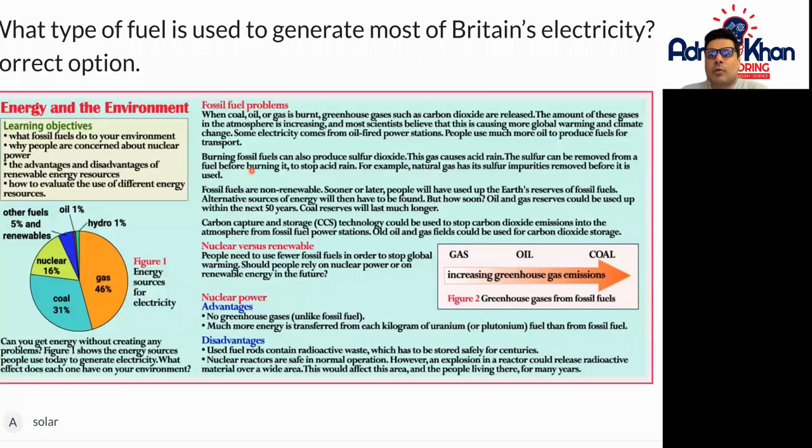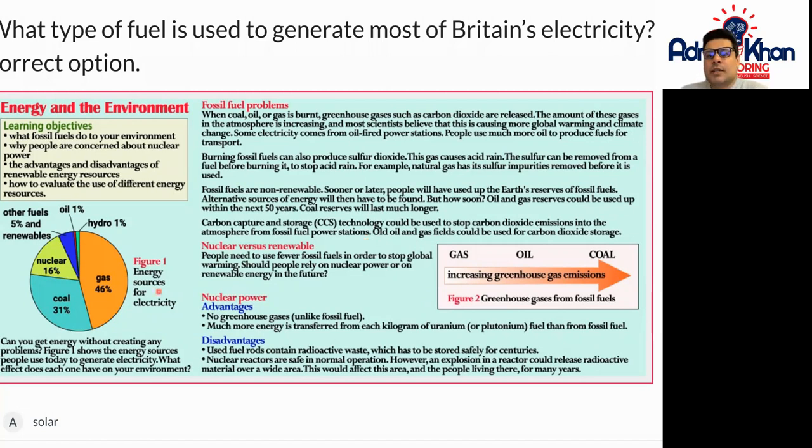Fossil fuels are non-renewable. Sooner or later, people will have used up the Earth's reserves of fossil fuels. Alternative sources of energy will then have to be found. But how soon is this the case? Oil and gas reserves could be used up within the next 50 years. Coal reserves will last much longer. Carbon capture and storage technology could be used to stop carbon dioxide emissions into the atmosphere from fossil fuel power stations. Old oil and gas fuels could be used for carbon dioxide storage.